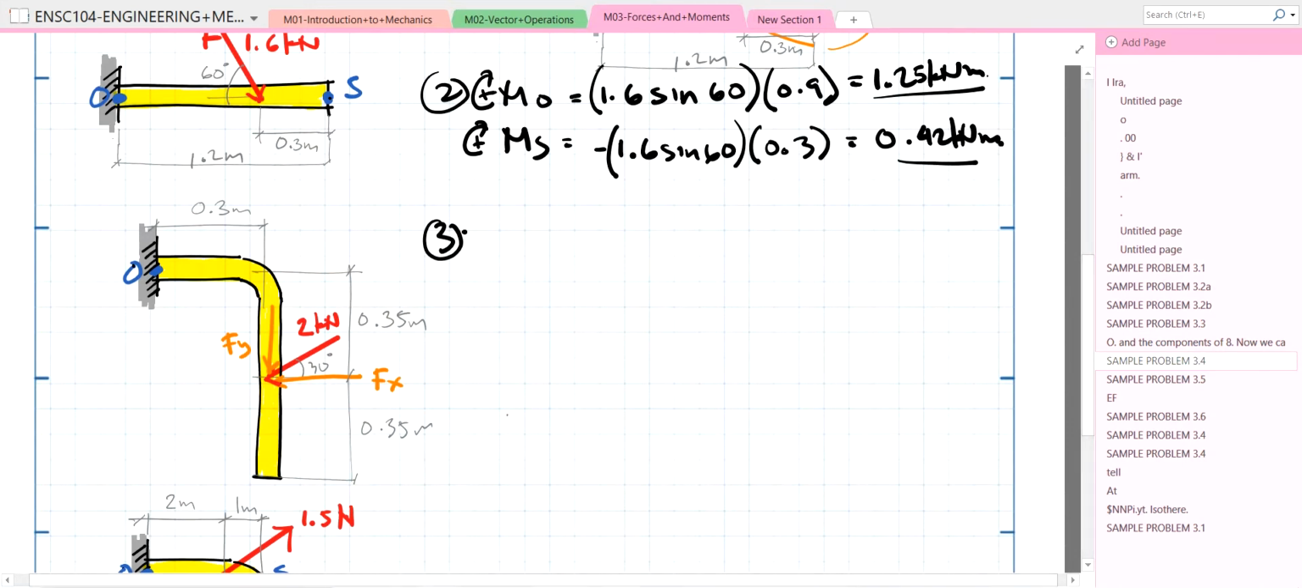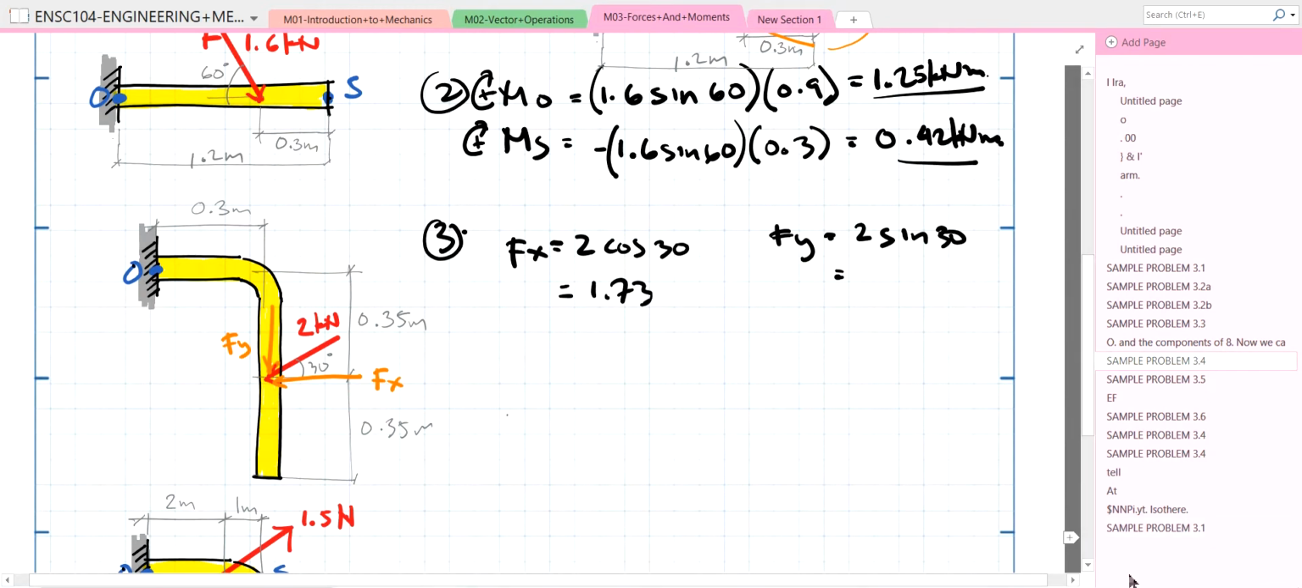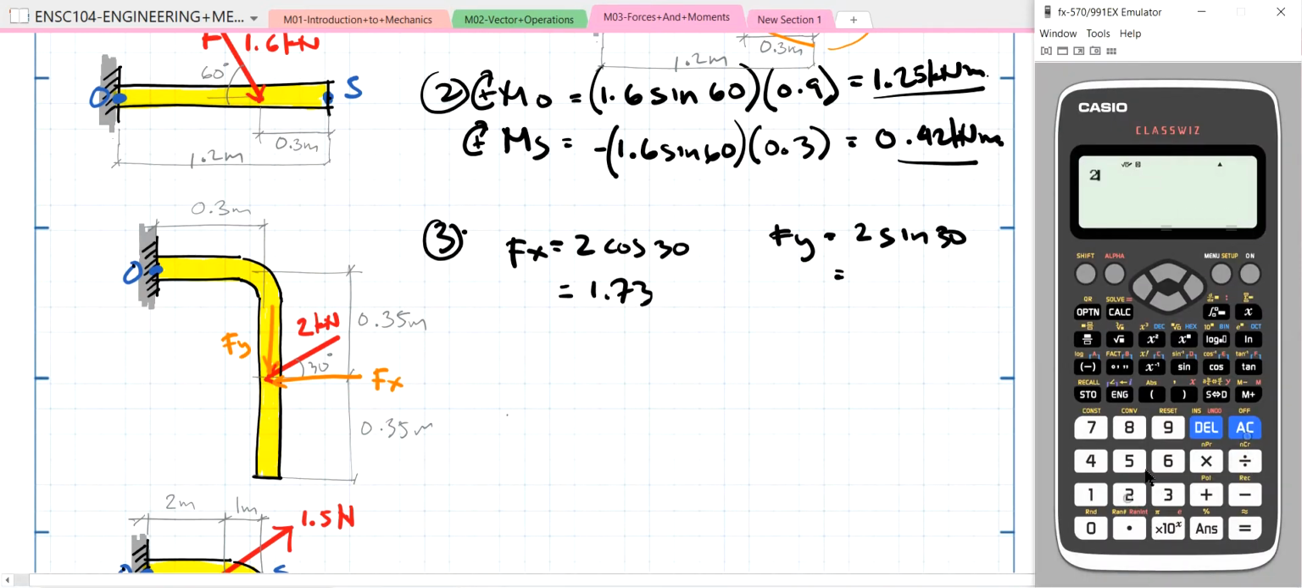Let's solve Fx first. Fx is simply F cosine theta, that is 2 cosine 30, and our Fy is 2 sine 30. Once again, recall that all the y's are sine and all the x's are cosines if our angle is from the horizontal axis, or from the x axis. So let's solve this. 2 cosine 30 is 1.73, and the other one is 2 sine 30.